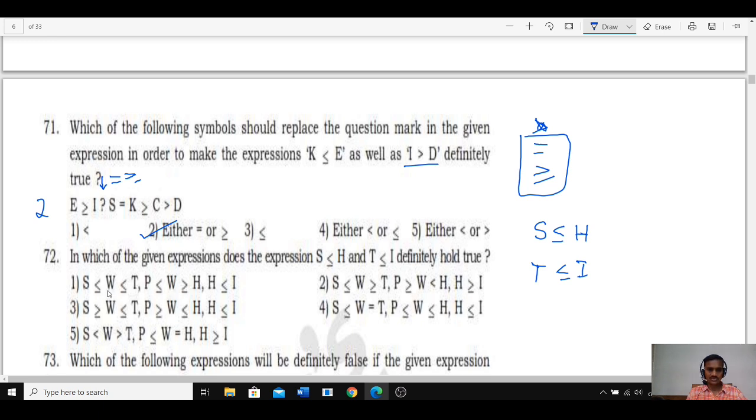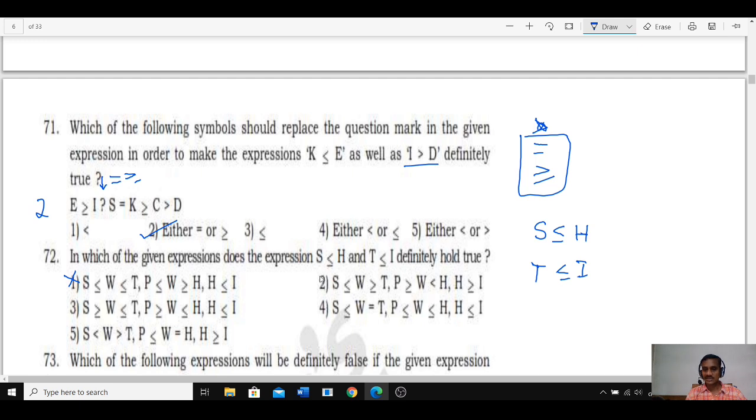And S to W. S lesser than or equals to W, W greater than or equals to H, H lesser than or equals to I. Two opposite symbols, first one is ruled out. Then S and H. S ఇక్కడ ఉంది, W ఇక్కడ ఉంది, H ఇక్కడ ఉంది. S నుంచి W lesser than, W lesser than or equals to W and H lesser than.